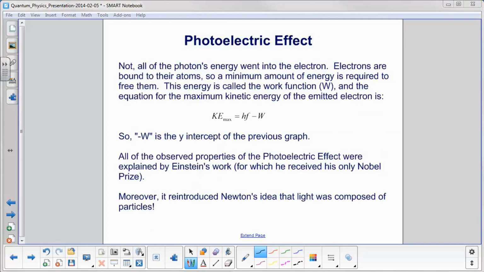It means that not all of the photon's energy went into providing kinetic energy to the electron. Electrons are bound to their atoms in the metal. Remember, we've got the light incident upon a metal, so a minimum amount of energy is required to free them. We call this energy the work function. And the equation for the maximum kinetic energy of the emitted electron is KE max equals hf minus W.